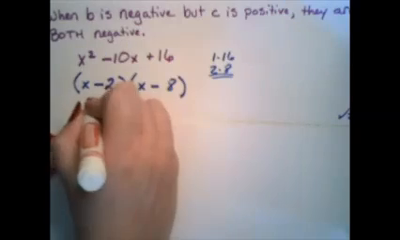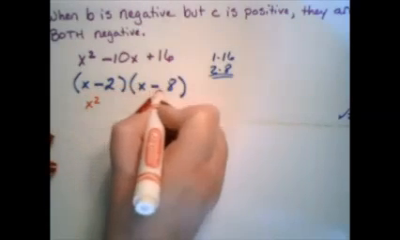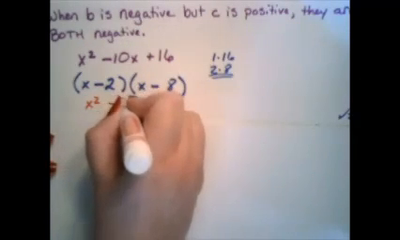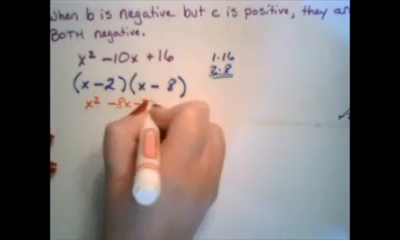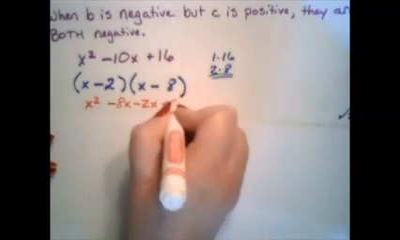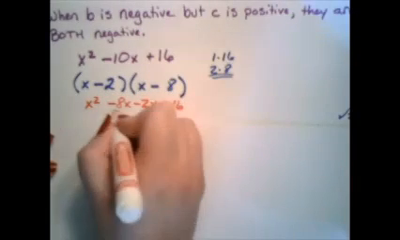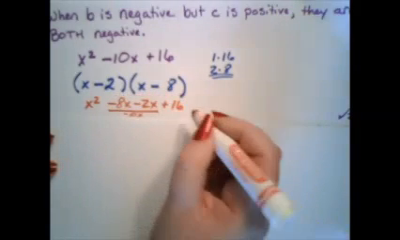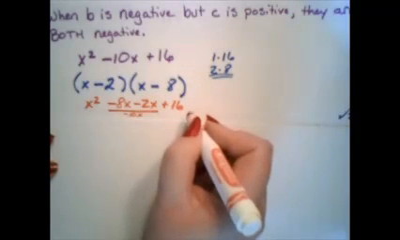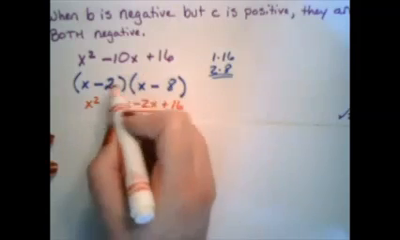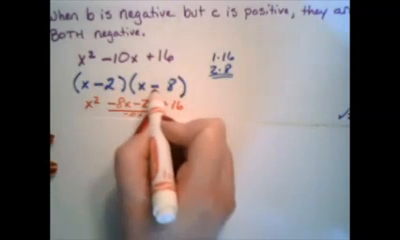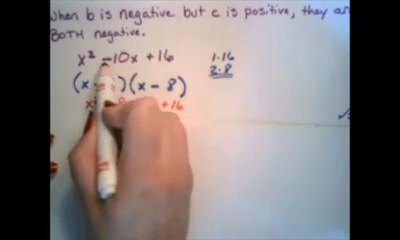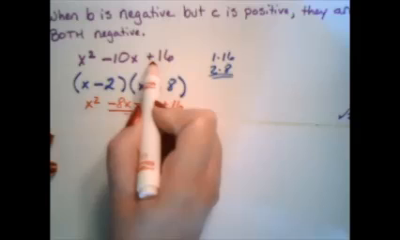X times x is x squared. x times negative 8 is negative 8x, and negative 2x, and positive 16. And this makes negative 10x. So we did this right. So the rules still apply, but both of these are going to be negative. Now remember, that's when this is negative and this is positive.